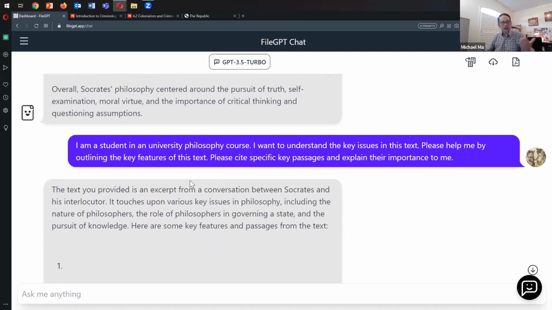So then I, again, try to take on this voice of the student. I say, I'm a student in a university philosophy course. I want to understand the key issues in this text. Please help me by outlining the key features of this text. Please cite specific key passages and explain their importance to me.